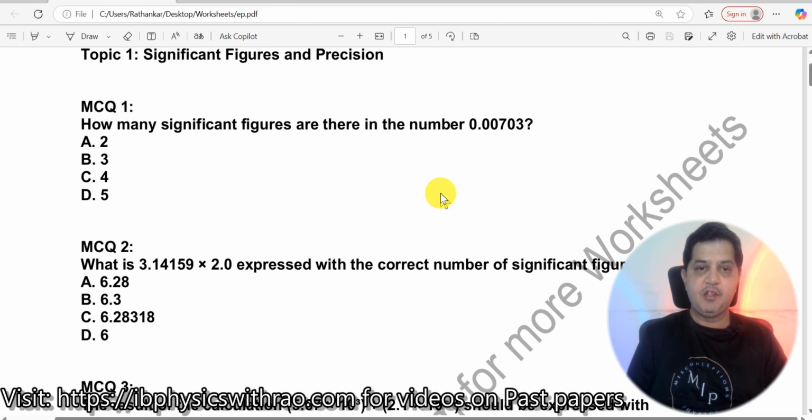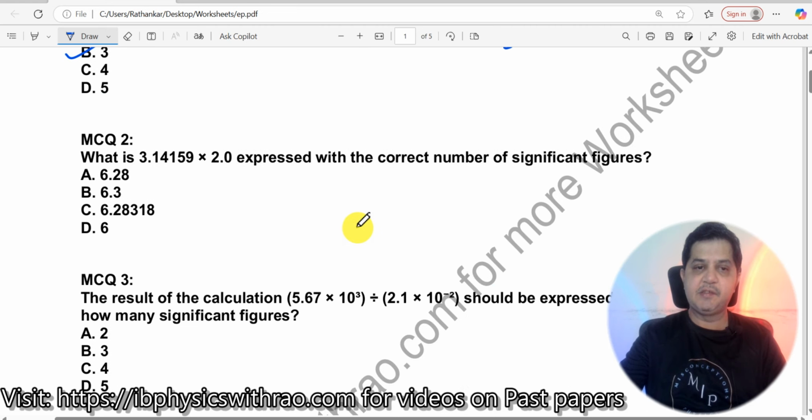So how many significant figures are there in the number 0.00703? In this question, as you see, the zeros which are present over here, I will not be considering. So 703 has 3 digits over here. Therefore, the right answer is 3 significant figures. Let us move on to the next one.